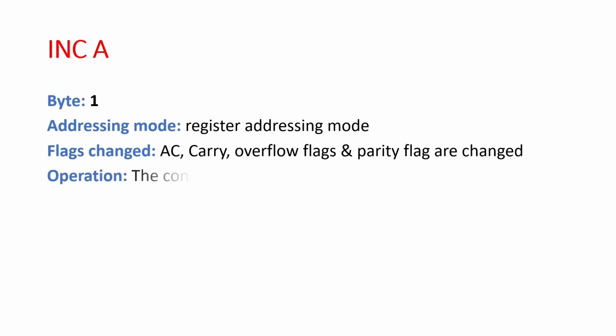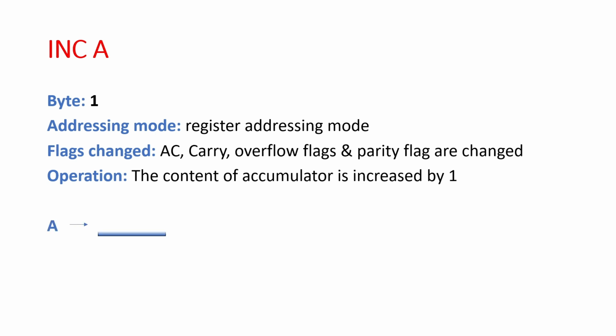Now see the operation. The content of accumulator is increased by 1. See, if the content of accumulator is 70H, then it will be incremented by 1. Now the content of accumulator becomes 71H.